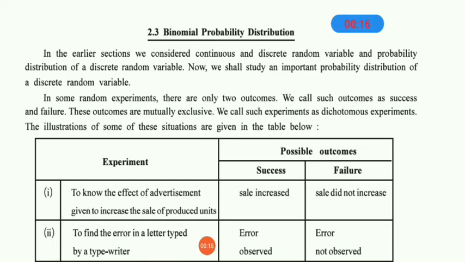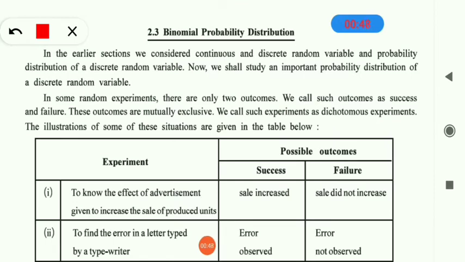2.3 Binomial probability distribution. In the earlier section we considered continuous and discrete random variables and the probability distribution of a discrete random variable. Now we shall study an important probability distribution of a discrete random variable. In some random experiments, there are only two outcomes. We call such outcomes success and failure.